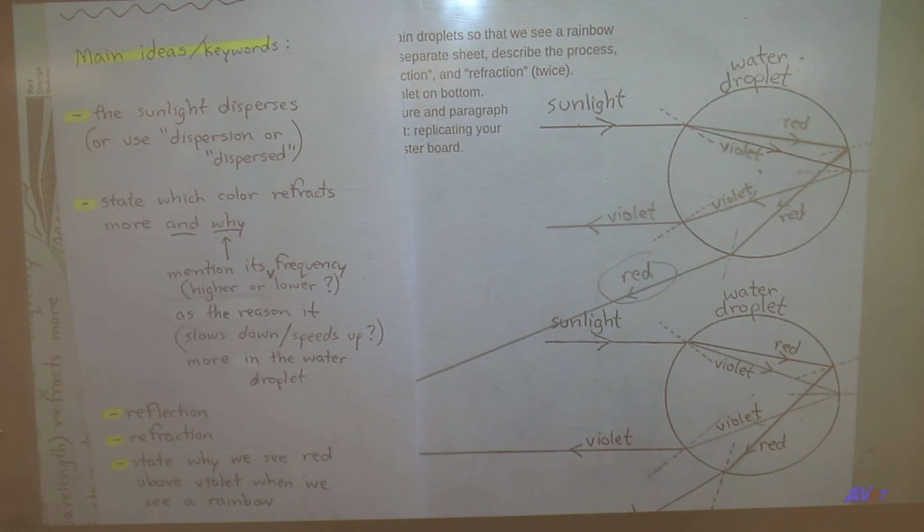Then in the droplets, the colors reflect off the back. Then they refract again out of the water droplet. And we see red higher in a rainbow because it comes from higher water droplets. Now the student stopped there. You could also say, and we see violet lower in the sky because it comes from lower water droplets. It's probably a good idea to say that too.